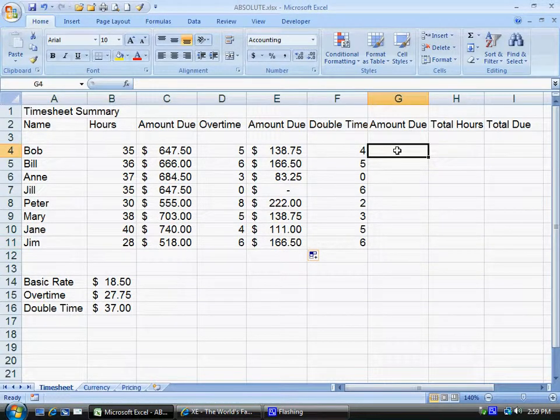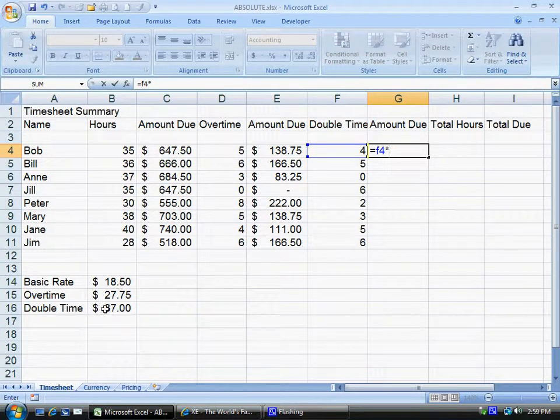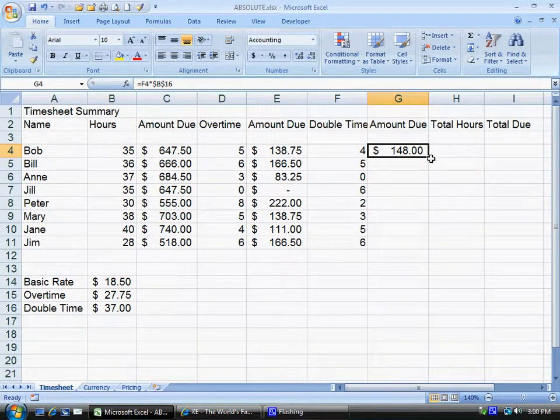To work out the amount of money due for double time, maybe this business was open on Sunday or a public holiday, this cell equals the amount of double time hours that Bob worked, which is F4, times an absolute reference to the double time rate in B16. So it's going to be $B$16. And again, hitting the tick or hitting the enter key would give us an answer of 148.